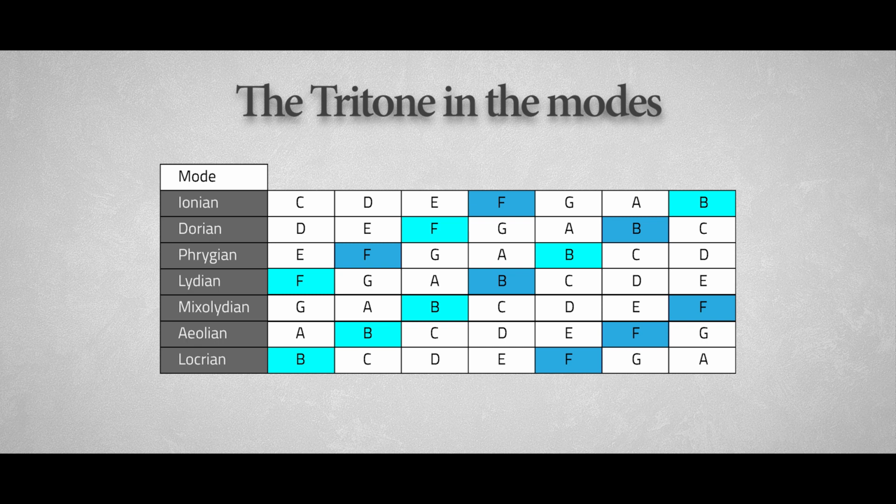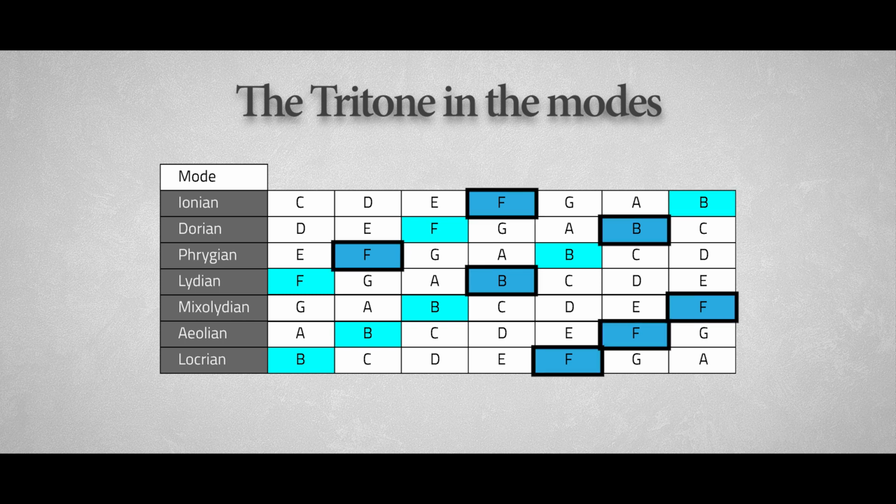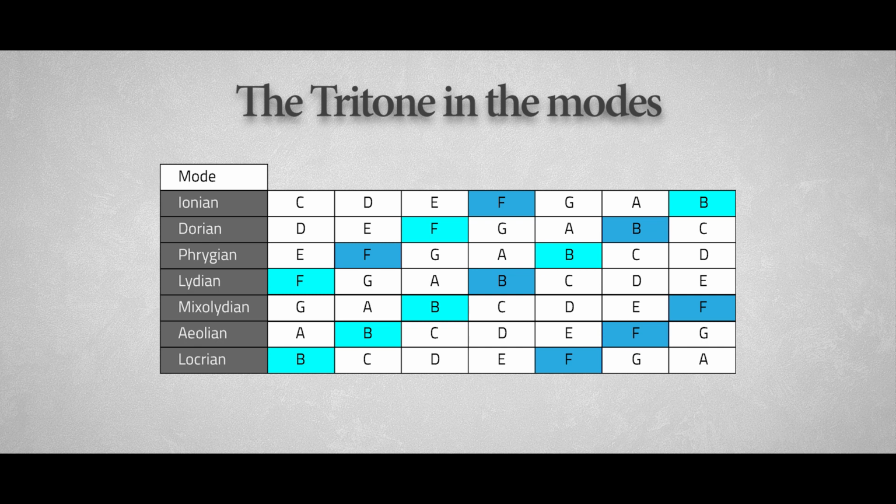Now, in this figure I've marked all the tritone intervals in the modes of the major scale. The tritone in these scales is the augmented fourth, which is formed by the notes F, B and B, F. Now, as you can see in the diagram, one of the notes is the characteristic note. In the Ionian scale, that would be the note F and B.